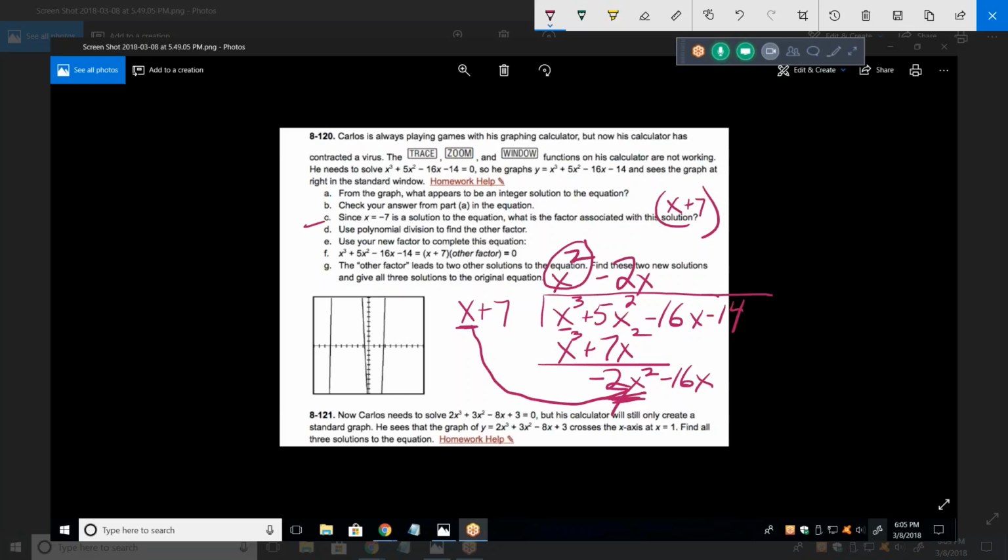Now take your minus 2x, multiply it by both terms. What do you get? You get negative 2x squared minus 14x. Okay, now subtract, just like long division. What do you get?